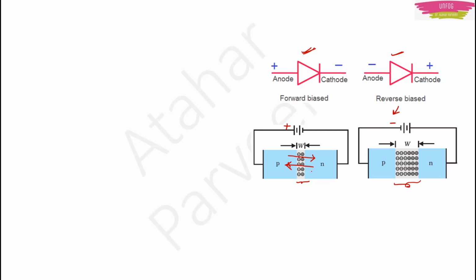But in reverse bias, what will happen? There is very less current. Less current means there is no one to force the depletion layer to push out the electrons and holes. That's why this depletion layer will be of more width in reverse bias. Okay, for now you remember so much.